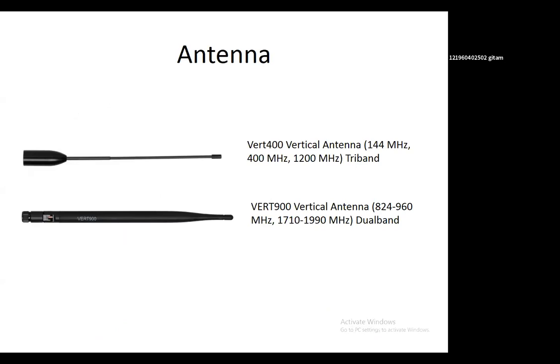Along with that, we also provide you two different types of antenna. One is the VRT400, that is a tri-band antenna, with frequencies of 144 megahertz, 400 megahertz, and 1200 megahertz. Another we have provided is the dual band antenna.